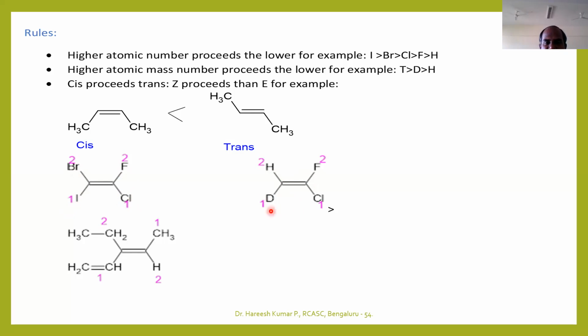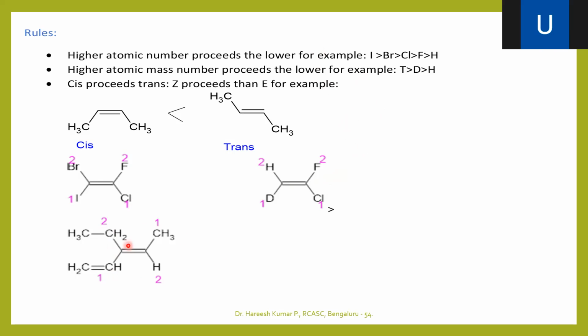So when you are comparing here, you can observe that between these two, hydrogen and deuterium, deuterium takes priority because of higher atomic mass. So between these two, chlorine takes priority because chlorine has higher atomic number.